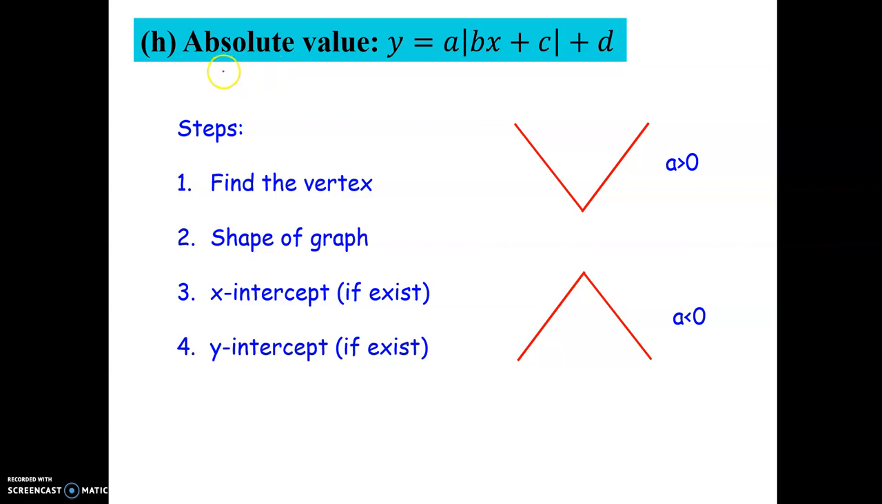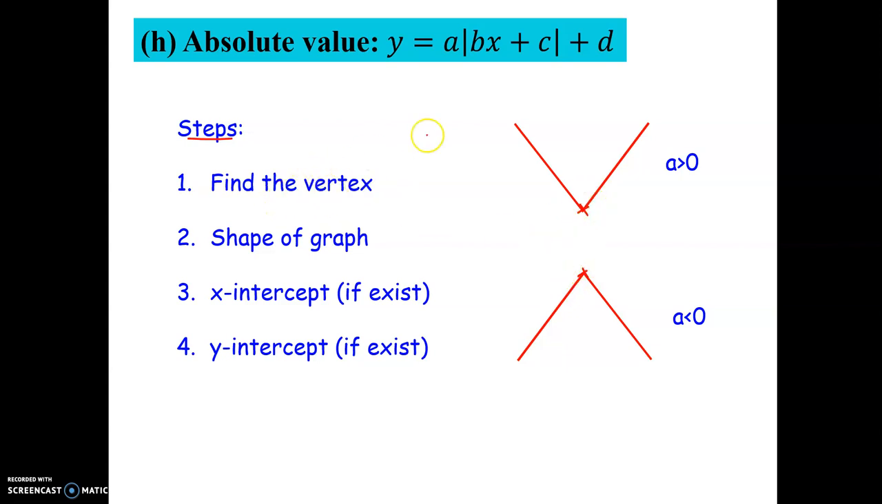So this is the absolute value function y equal to a, the modulus of bx plus c, plus d. So the first step, we have to find the vertex for our absolute value. We have two types of absolute value. This is the vertex. It looks like a quadratic graph except that this is sharper. It looks like a V and a Λ.